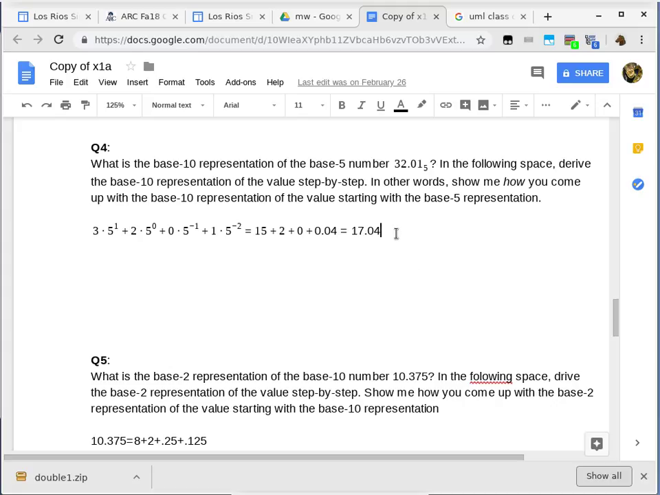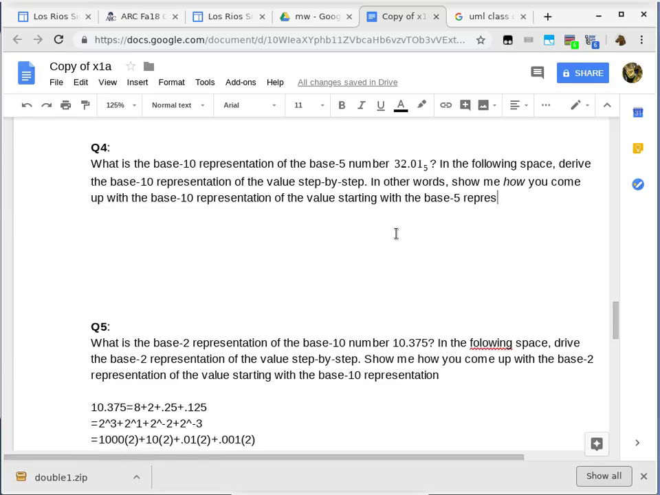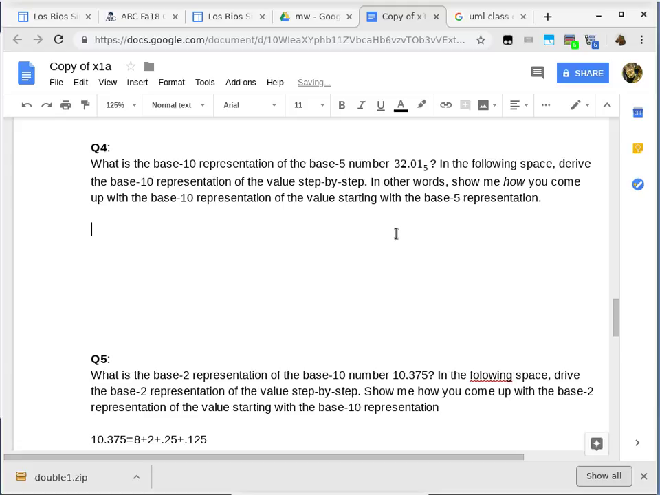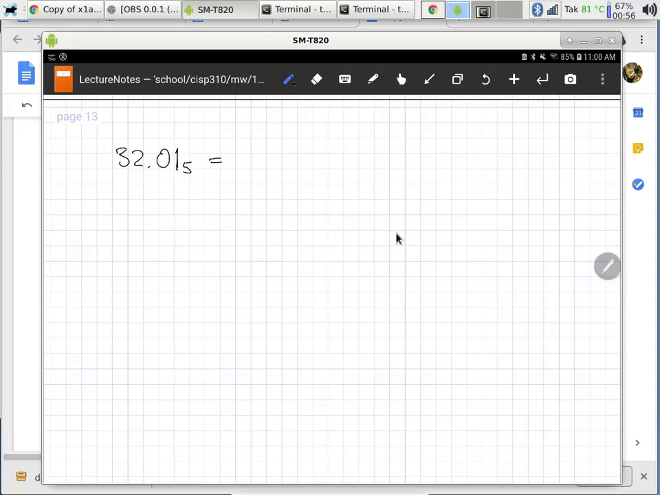So I'm going to get rid of this so that it's not, there we go. I'll use the tablet to do this. But let me copy the question first. 32.01 in base 5. Okay. It's just quicker for me to use the tablet in this case. Okay. So how do you explain this?